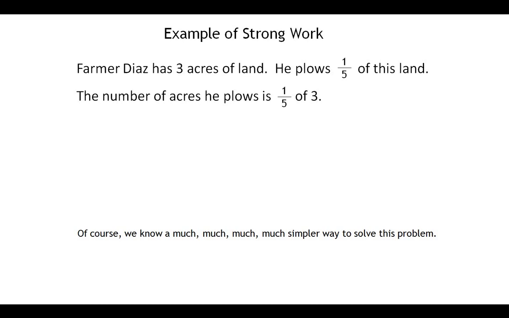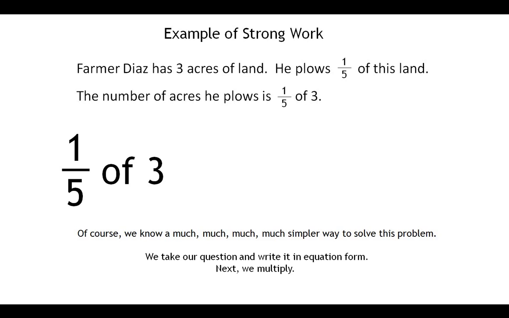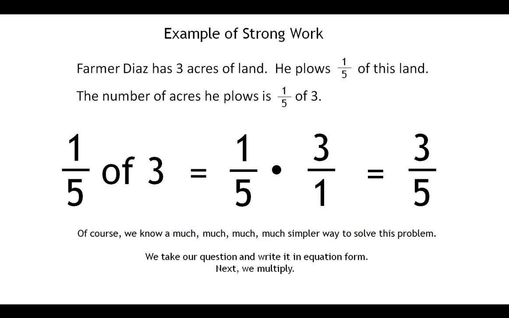Of course, we know a much simpler way to solve this problem. We take our question and write it in equation form. Next, we multiply. Notice that the answer is already in simplest form. No need to reduce further.